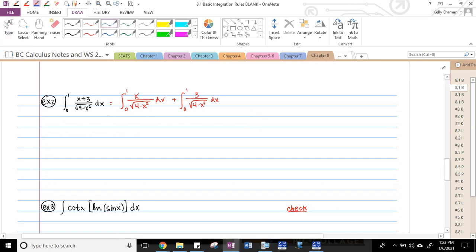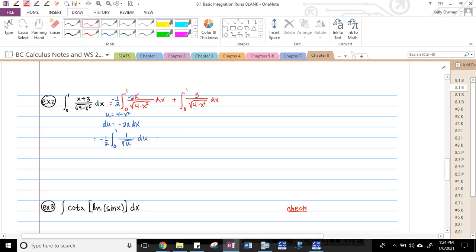Would u sub work? So in this case, u could equal 4 minus x squared. du could equal negative 2x dx. That's good. I have x dx. I need negative 2x dx. So if I multiply in a negative 2, I multiply a negative 1/2 out in front. Okay, so the first part is taken care of. I have negative 1/2 times the integral. I'm not going to change my bounds, 0 to 1. This whole numerator is du, so we have 1 over the square root of u du. That's something we can integrate.